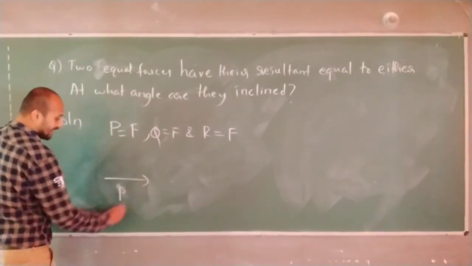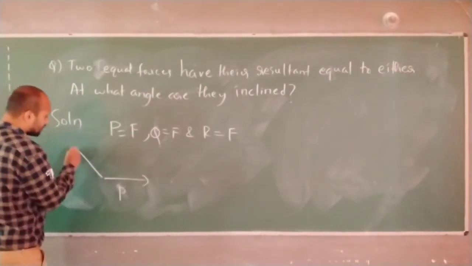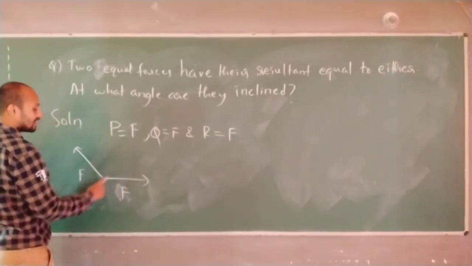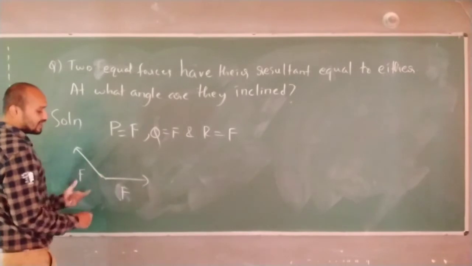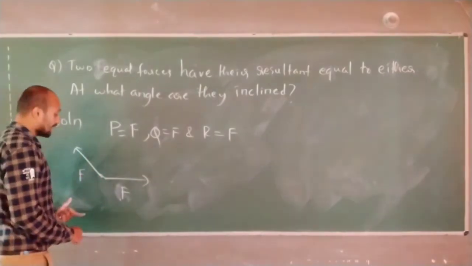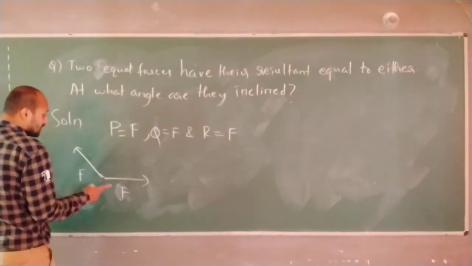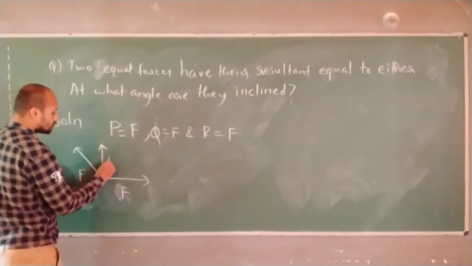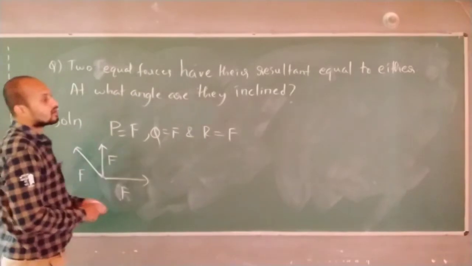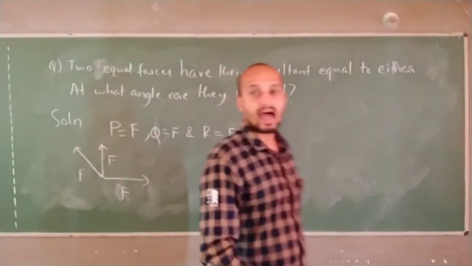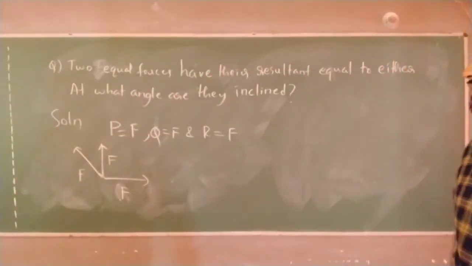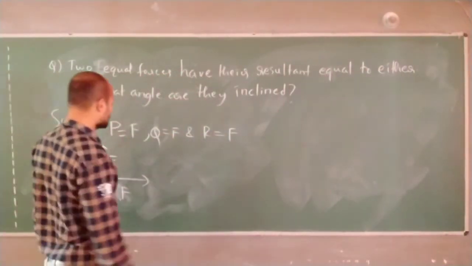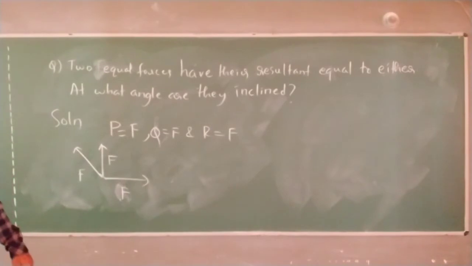You have to find at what angle they are inclined. One vector is like this, another vector is also like this, force, such that the resultant, how can I know the answer, that is why I am writing the vector like this. These two vectors have to produce the value of the resultant as F only. Find the angle between the vectors.